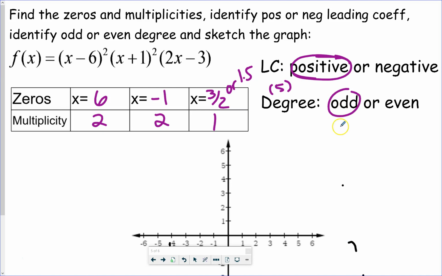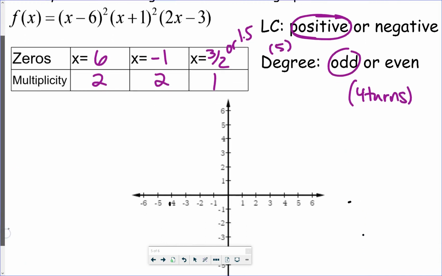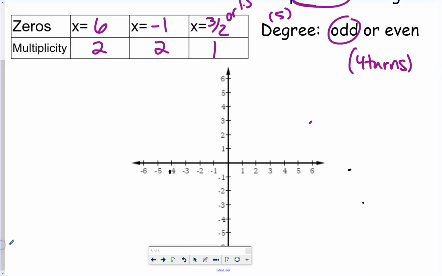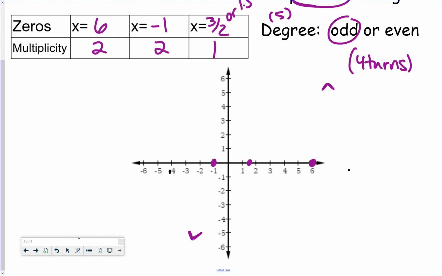Which means we should have 4 turns, right? Little note to self, we should have 4 turns happening. All right, let's see. So we're crossing at 6, -1, and about 1.5 is right here. It's positive, so we're going to end up in the positive direction. It was odd, right? So we start in the opposite direction. -1 and 6 have that multiplicity of 2. So we're bouncing, cut, bounce. Something like that.